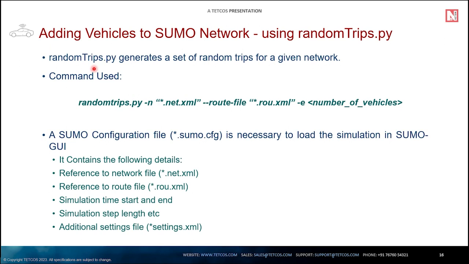The random trips utility, which is a Python script that is available with SUMO, can be used to generate a vehicle or route file for simulation. Once this is done, a SUMO configuration file, which includes references to the network and route file, can be created. The SUMO configuration file also includes additional parameters such as the simulation start and end time, simulation step length, and references to additional settings files, etc.